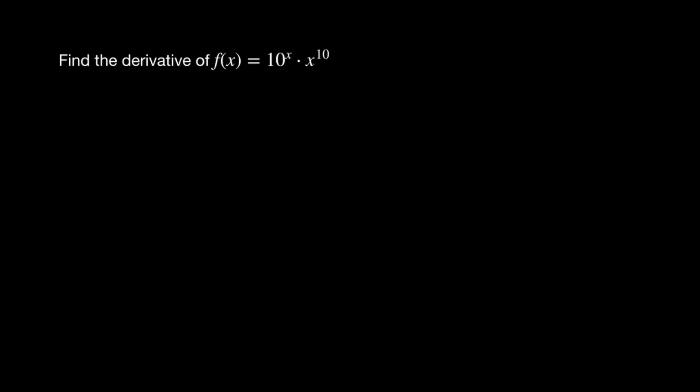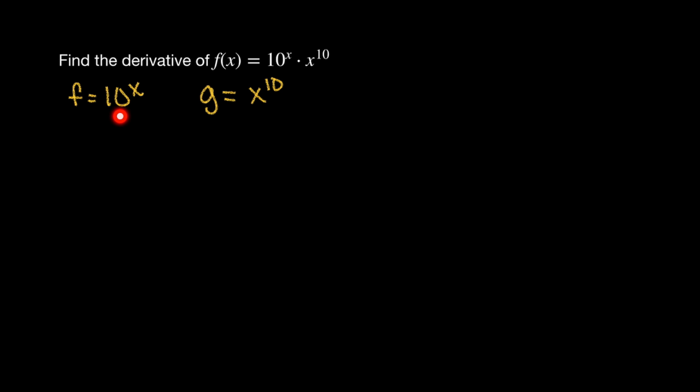Here's another example. Find the derivative of 10 to the x times x to the 10. Now this one is a product rule because we have multiplication. I'm going to let my first quantity equal 10 to the x, so f is 10 to the x. g is x to the 10. Now let's find the derivative of each of these, and then we can use our product rule. Notice that these two expressions are going to have different derivative rules.